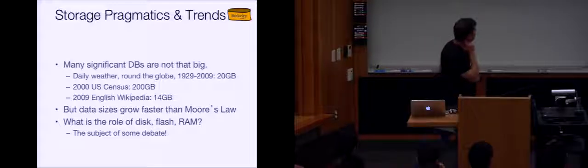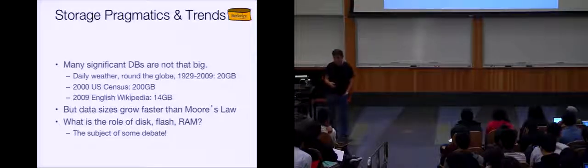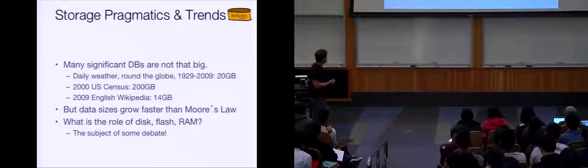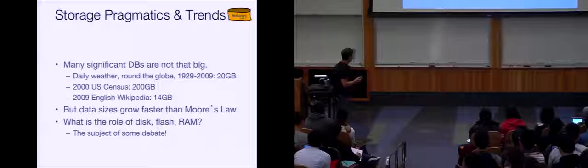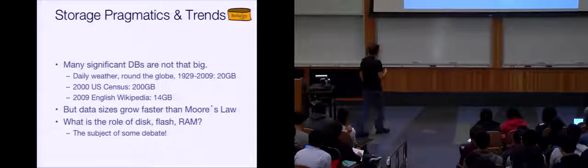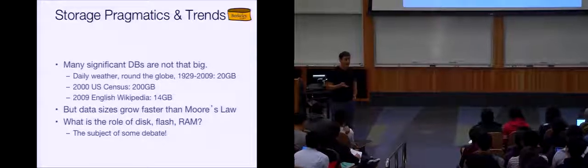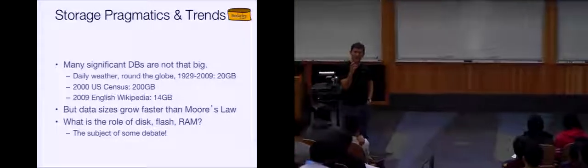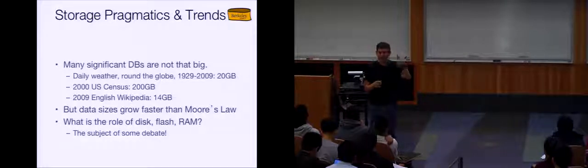All right, so some pragmatics, and I've been telling you this, but here's some numbers. Many significant sources of data are really not that big. The daily weather around the globe over the course of 80 years, 20 gigabytes. The US Census, 200 gigabytes. The English Wikipedia from 2009, 14 gigabytes. So a lot of problems where you're like, I'm going to build a knowledge base of all of mankind's knowledge, it shall be like Wikipedia, they fit on your phone.